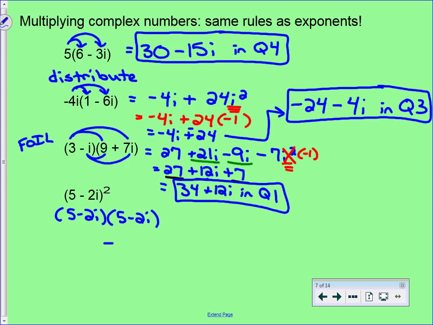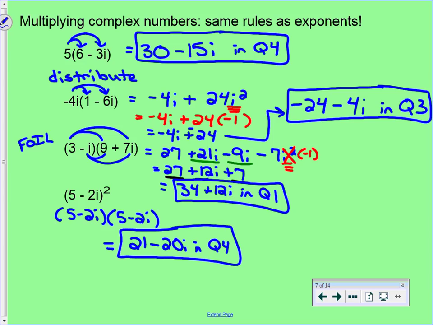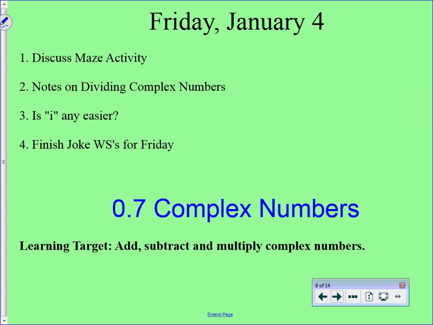Hopefully you have now tried this. I will give you the final answer of a 21 minus 20i that lies in quadrant 4. So double check your work, double check your math. If you try to find your mistake, great, ask a neighbor. Or if you got it right, let's keep going on to the very last part that we have.